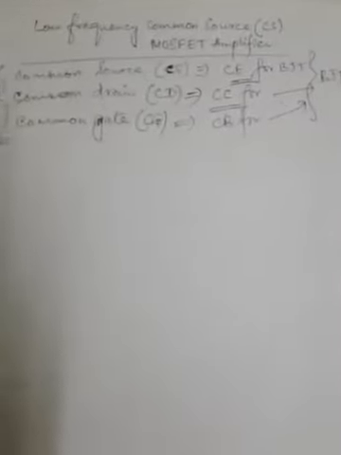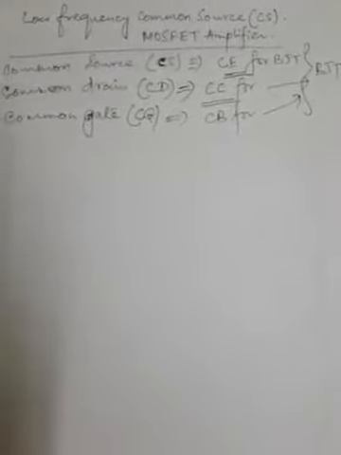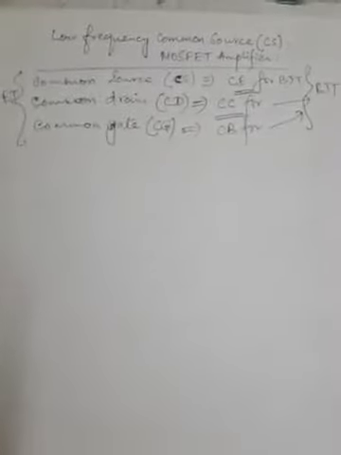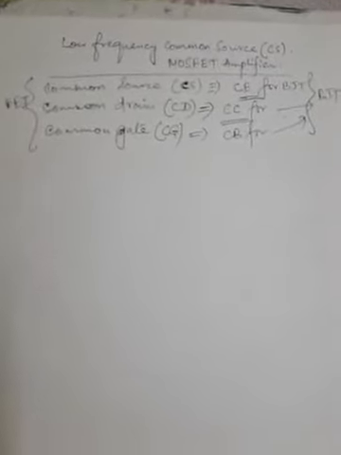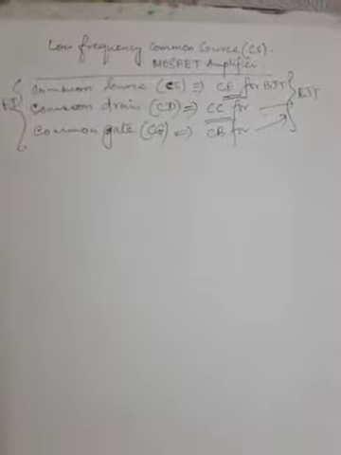Now we will be discussing the low frequency common source MOSFET amplifier. That means the MOSFET will be amplifying and working in the common source mode, the same as the common emitter mode of BJT, and we have considered the low frequency case. If we compare these different modes of operation, we will see that the common source circuit is capable of voltage amplification and it has a very high input impedance.